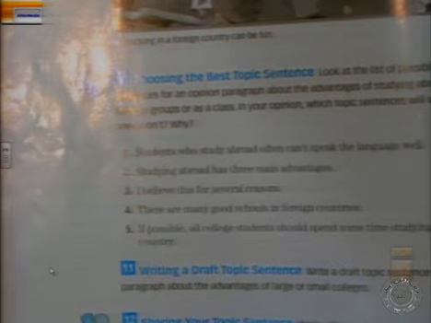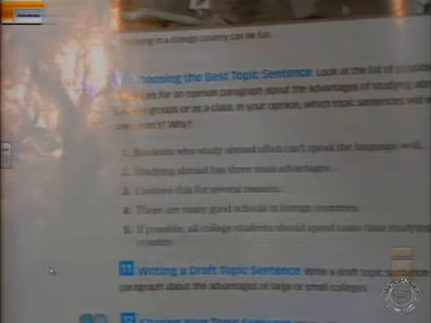Number 5, it says, if possible, all college students should spend some time studying in a foreign country. Well, this is not a good topic sentence, because it has an overgeneralization, and it asks all college students to study in a foreign country, which is not possible, okay? So this is not a good topic sentence.